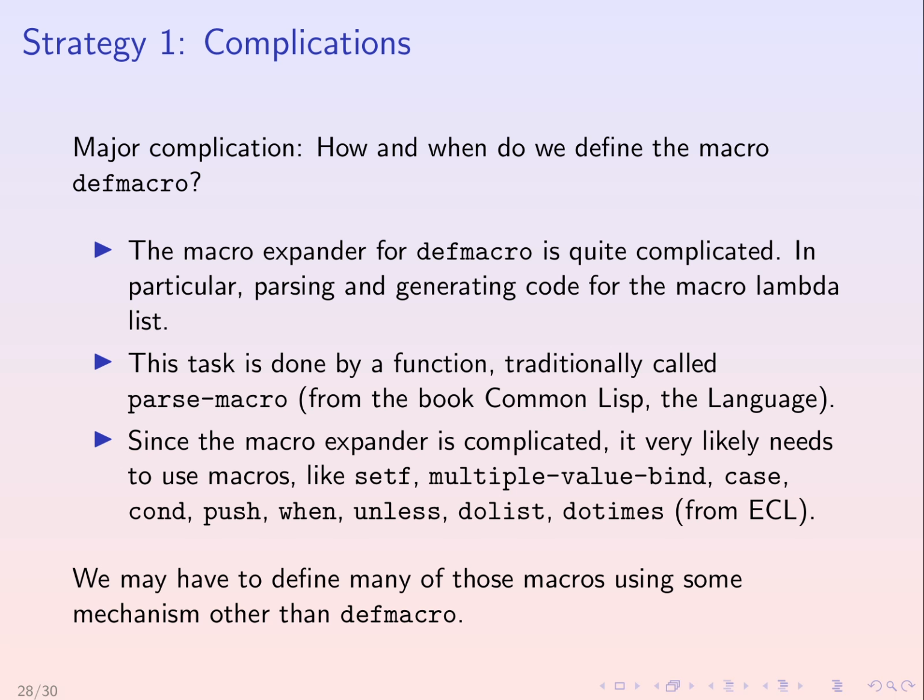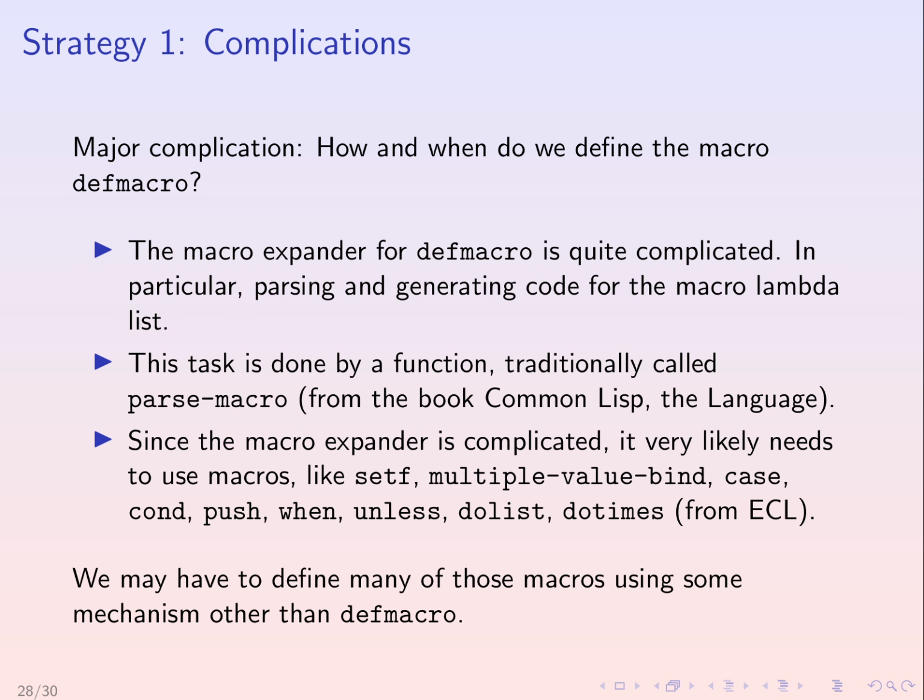So another major complication of strategy 1 is how and when do we define the macro defmacro? The macro expander for defmacro is quite complicated. In particular, to parse and generate code for the macro lambda list, because the macro lambda list is very complex. And to parse the body of a defmacro, it's traditionally done by a function called parse-macro. And if you look in the book Common Lisp the Language, 2nd edition, in fact, that function is exactly defined in there, though it didn't make it to the ANSI standard.